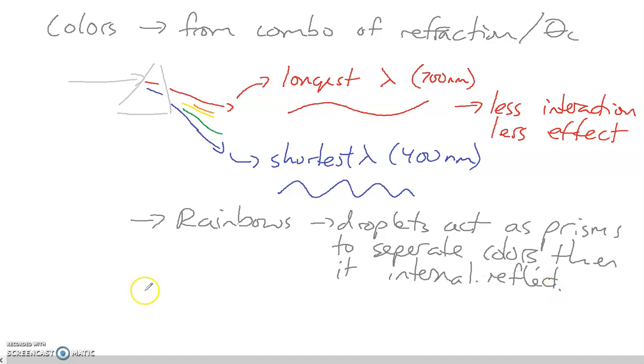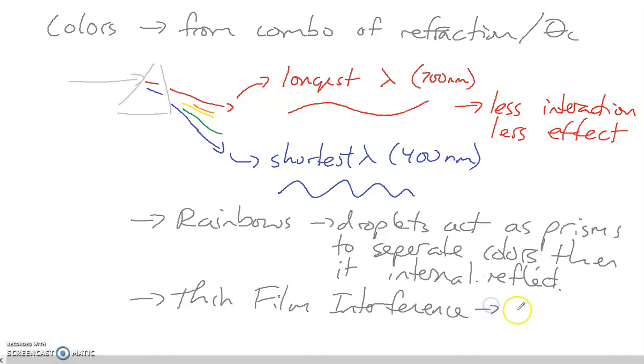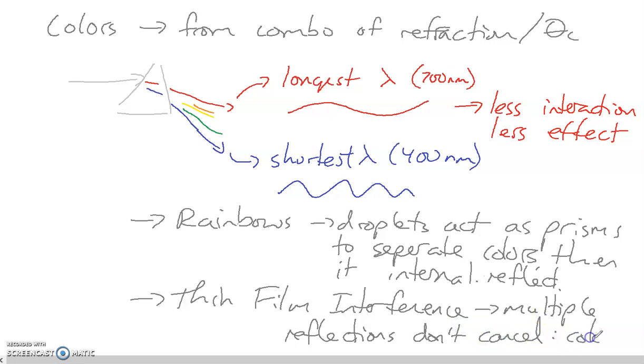We can also get colors from what's called thin film interference. This is when we have things like oils and that kind of stuff. So we have these multiple reflections. These multiple reflections don't actually cancel, and because of that you get individual colors coming out. It's kind of neat, especially with soap bubbles, especially when the sun hits them, or little oil droplets on water in the streets. Okay.